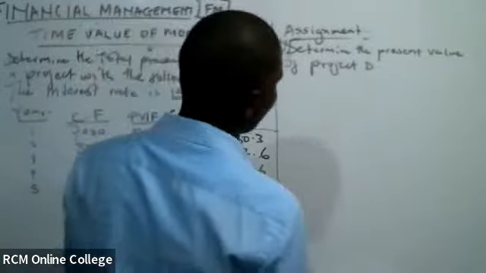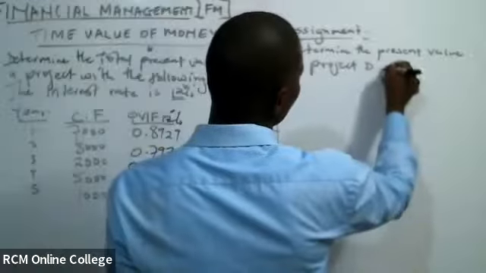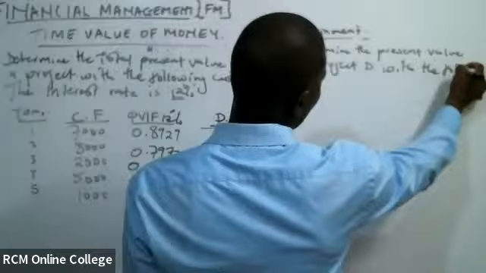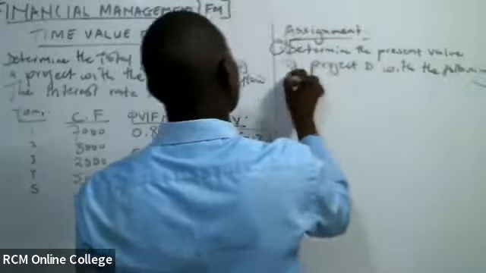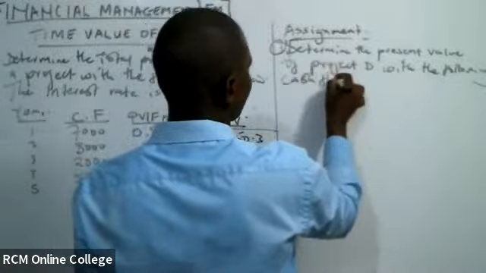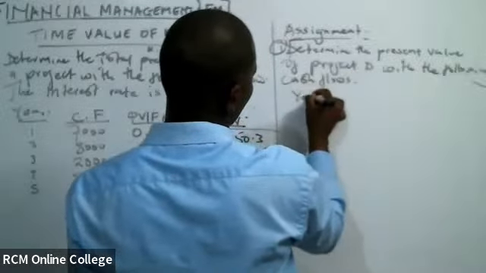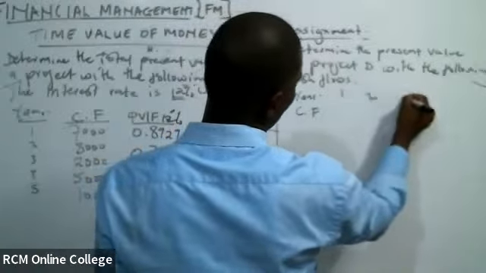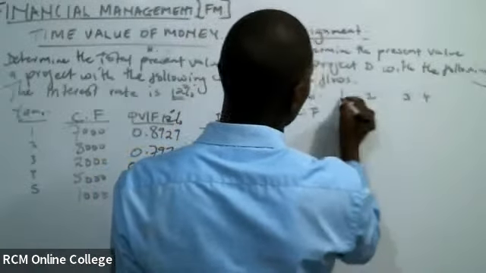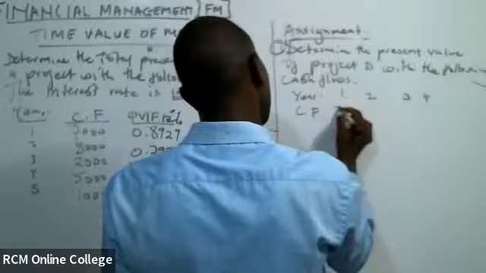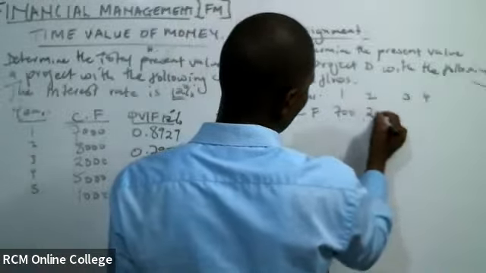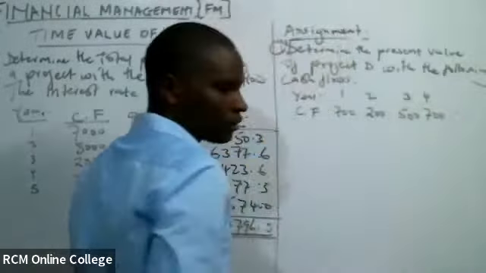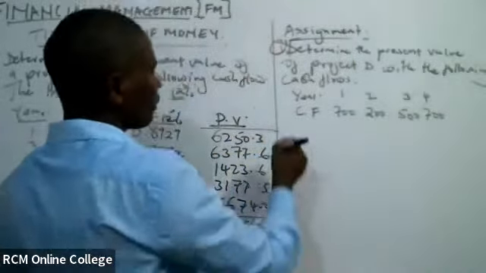Determine the present value of project D with the following cash flows. Year 1, 2, 3, 4. Cash flow here you have 700, 200, 500, 700. Rate of return.